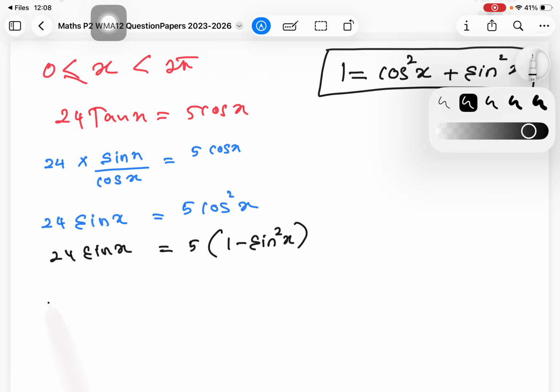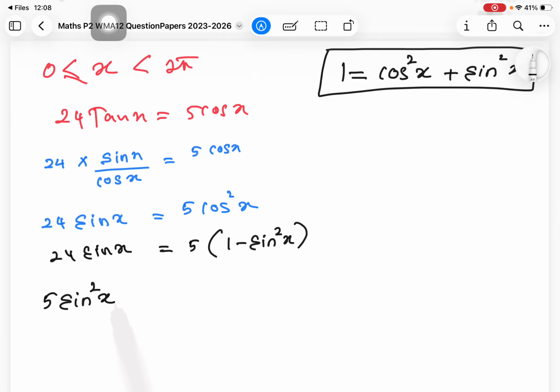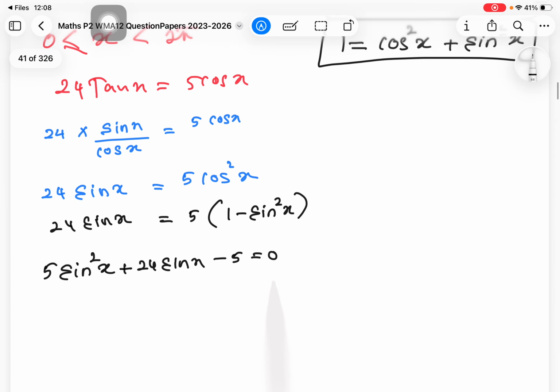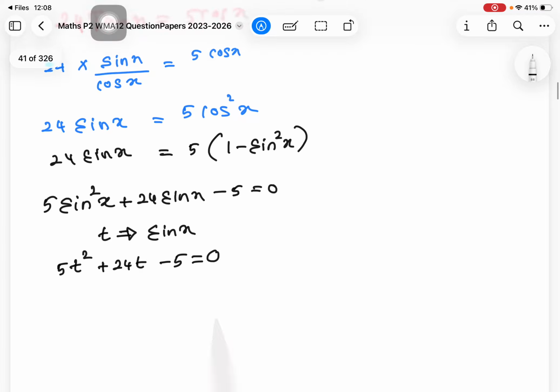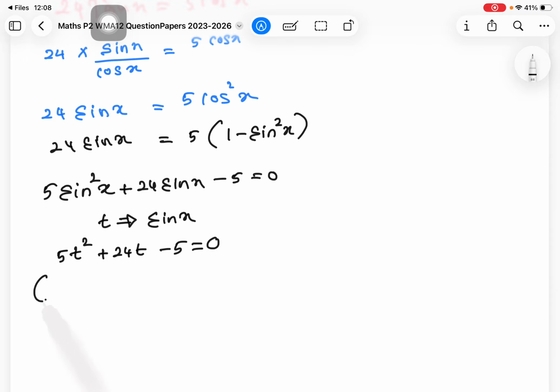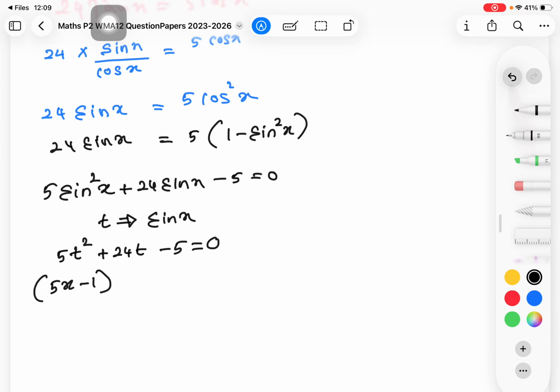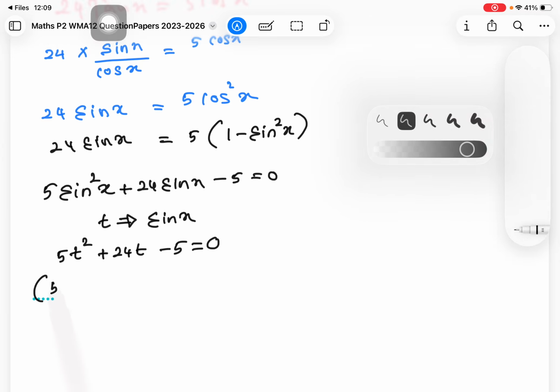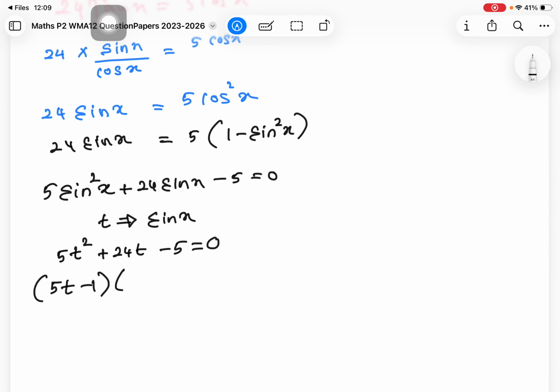If I remove the brackets and take it to this side, it will be 5 sin squared x plus 24 sin x minus 5 equals 0. We can take t as sin x. So we have 5t squared plus 24t minus 5 equals 0. Once we get it, we can factorize: one factor is 5t minus 1, and the other is t plus 5 equals 0.